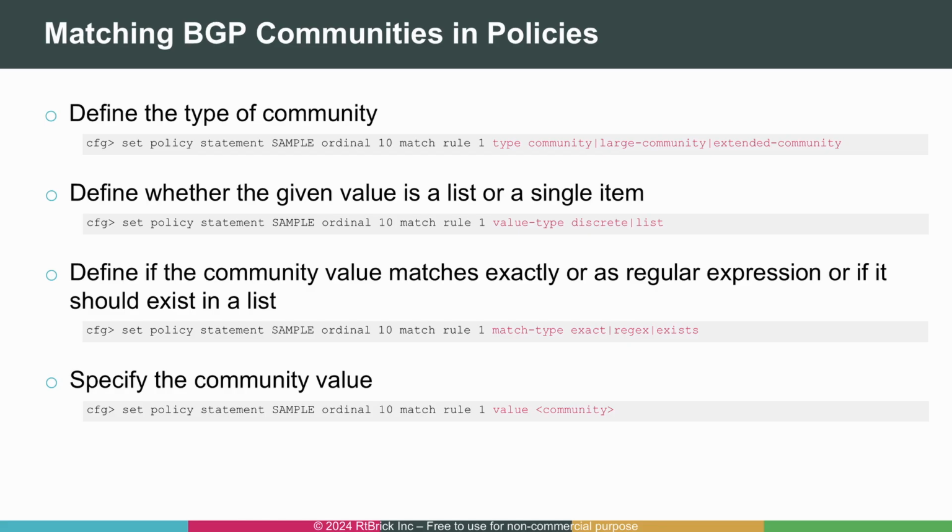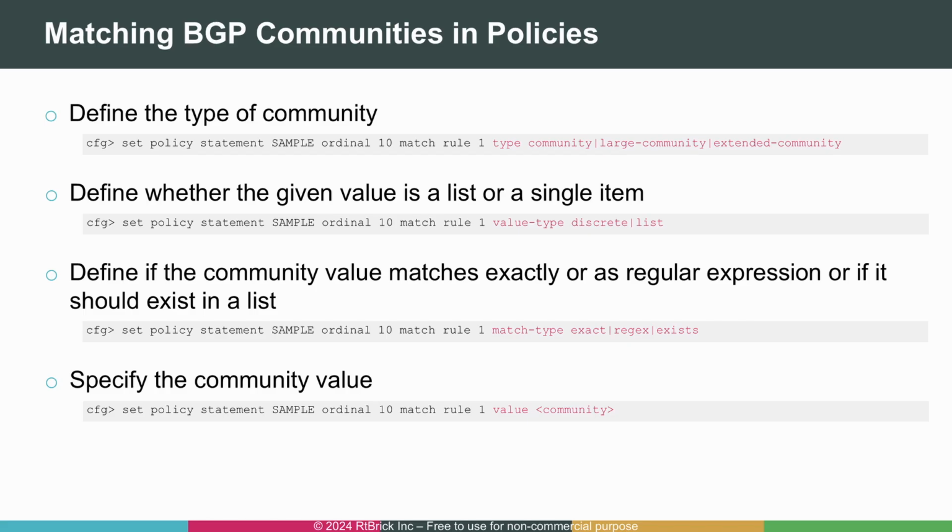Let's summarize how communities are handled in BGP route policies within RBFS. There are 3 types of communities that can be matched: standard 32-bit communities, large communities, and extended communities. When you're defining communities in a policy, you can either specify them directly using value type discrete, or you can reference a predefined policy list using value type list, depending on the type of community you're working with.